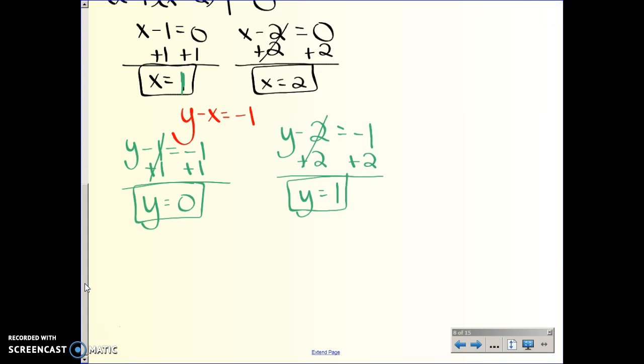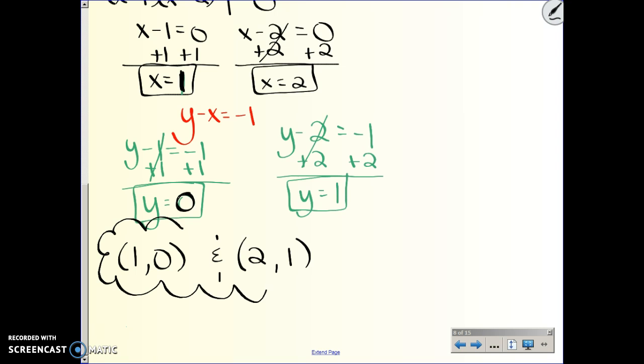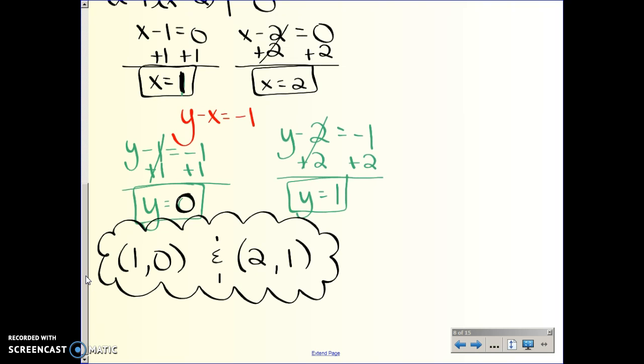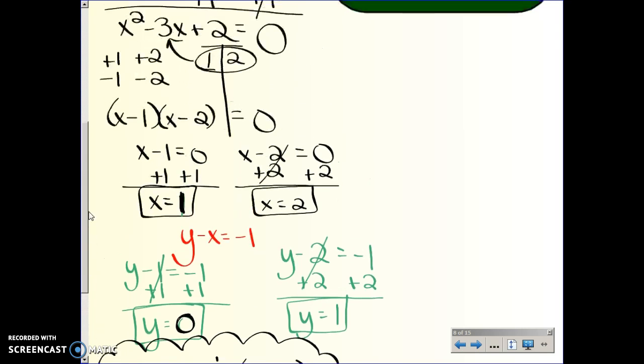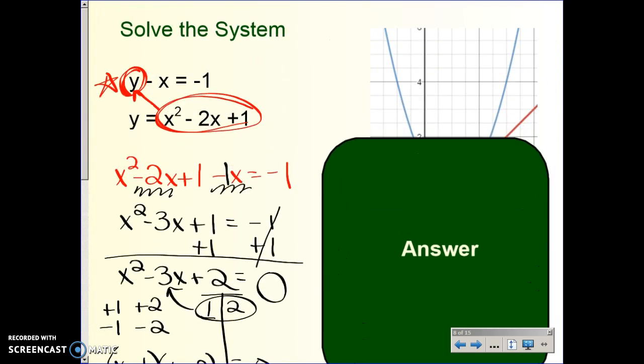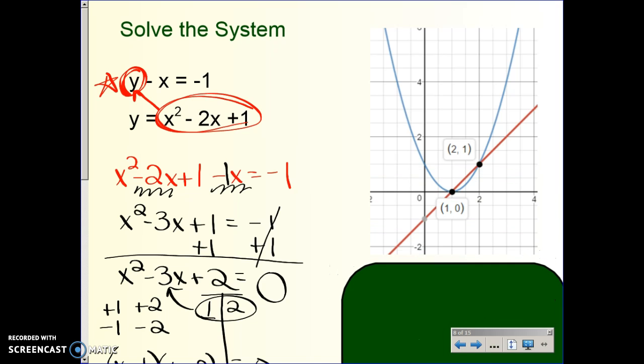Okay, now I still have to write them as coordinates. Hopefully you remember that. So when x is 1, y is 0, that's 1 point. When x is 2, y is 1, that's my other point. So this one has 2 solutions. You need to write them out like that. They're going to be written like that on your CBA and ACT and all those other fun things. Let's check back up at the top. (1, 0) and (2, 1). Let's make sure that that's actually our answer. Hopefully Mrs. Crawford did it correctly. Okay, good, I did. There are your 2 answers. You can see that that's exactly where it crosses the graph.